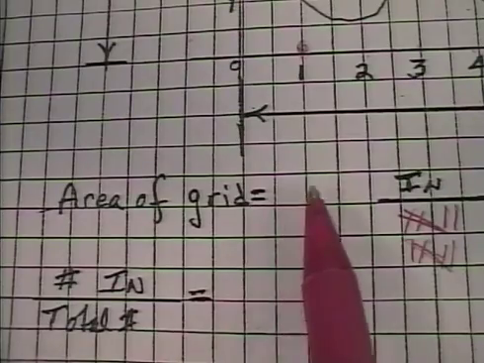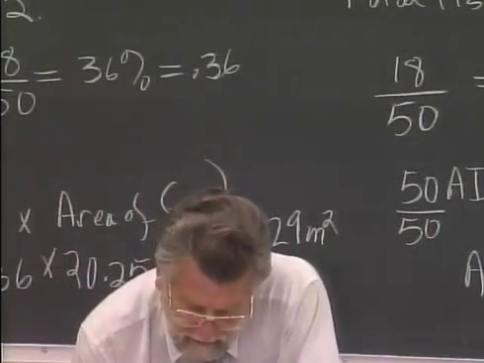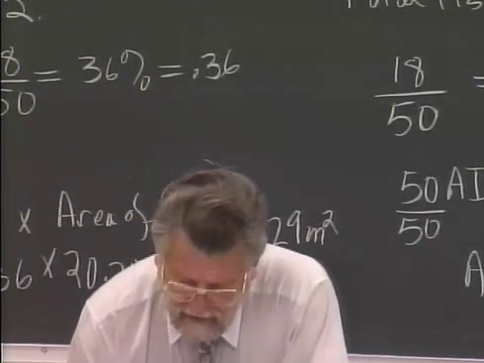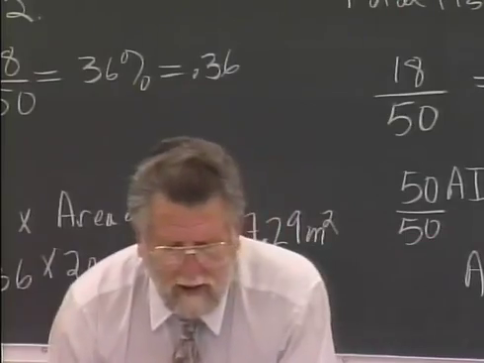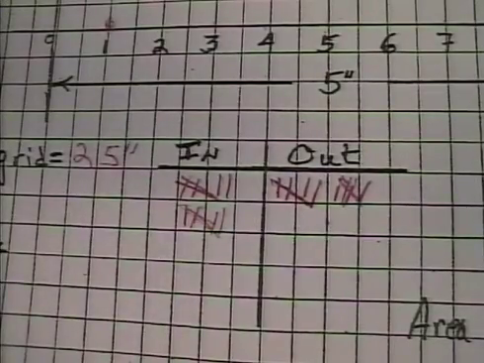5 by 5, 25 square inches. So let's come off there for a moment. I have 25 square inches. Now, I was keeping track down here in my in and outs, and I had exactly 10 in and 10 out as I recorded them.